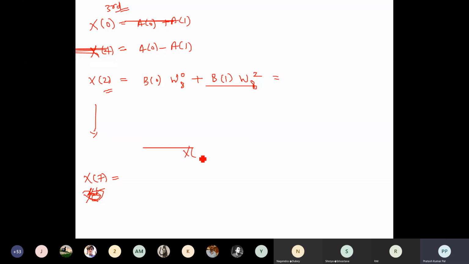So finally, we can get the value of X of k, which will have 8 samples, since N is equal to 8 here also. That will be your DFT of x of n.